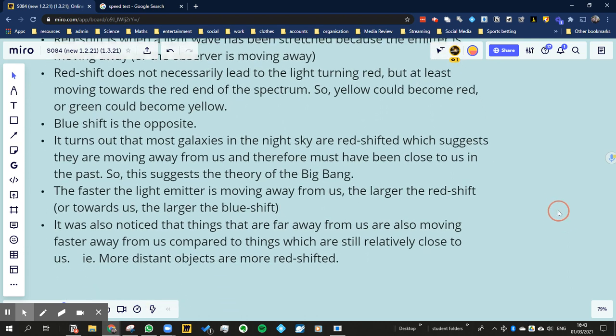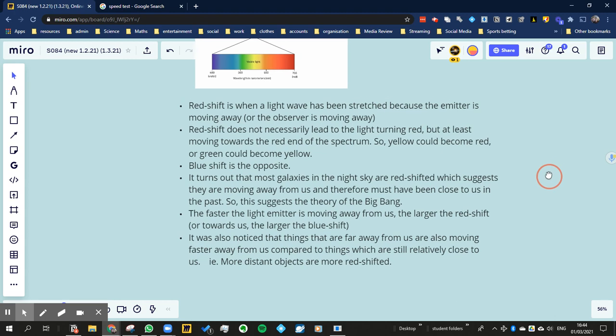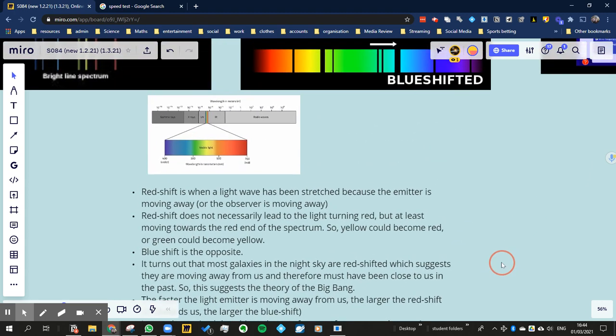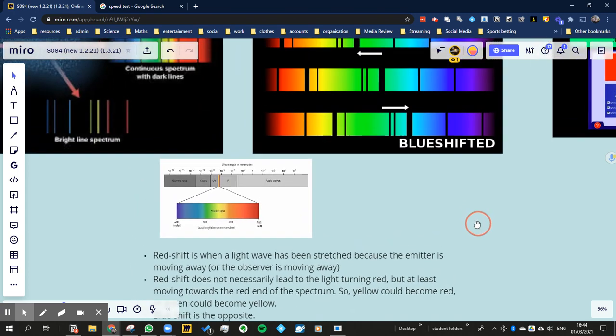Then it was noticed that not only are most galaxies in the night sky moving away from us, but also that things that are more distant are moving away from us more quickly than those that are closer to us. So pretty much all of them are moving away from us, but the ones that are further away are moving away more quickly. That part is difficult to understand. Why is that evidence of the Big Bang Theory? We could touch upon that later on. For now, those are the key points about redshift.